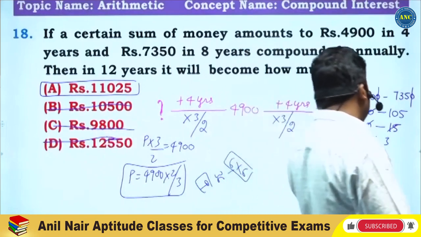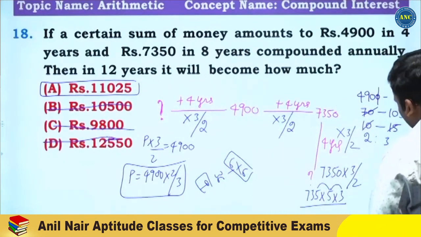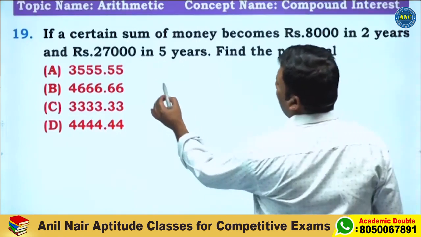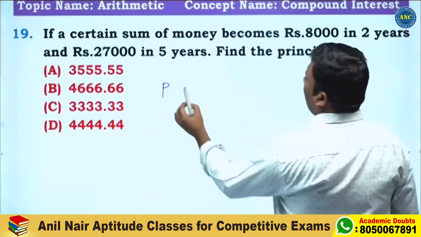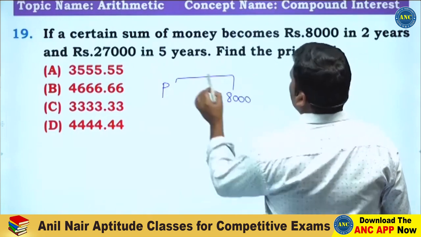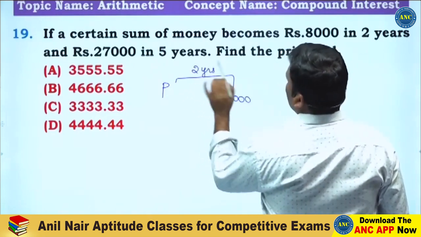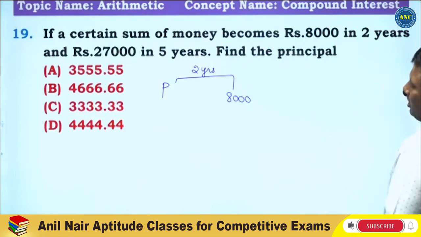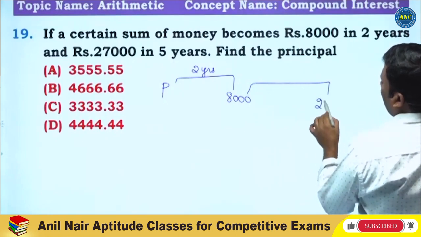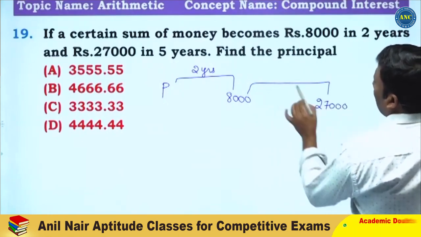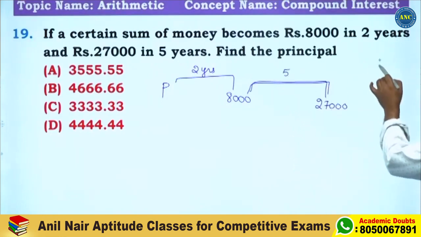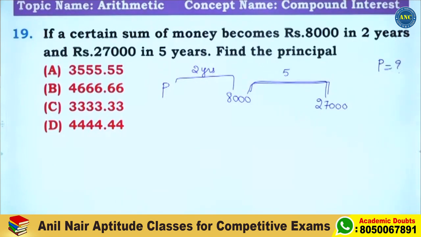Now level 2 of this scaling factor question. In today's class we are going to discuss entire questions based on scaling factor. A certain sum of money, we don't know the principal, is becoming 8,000 in 2 years, and this 8,000 is becoming 27,000 in 5 years. Find the principal. Just one small extra step and you will get the answer.